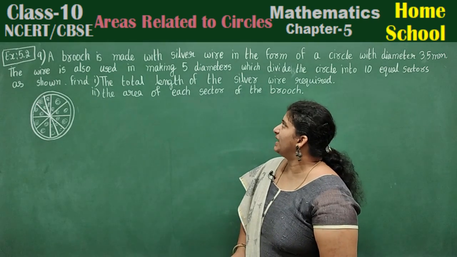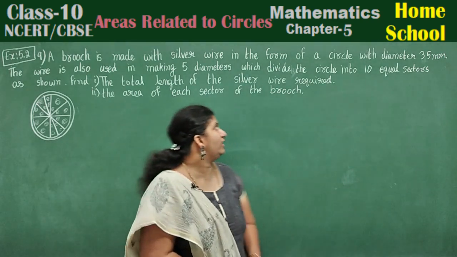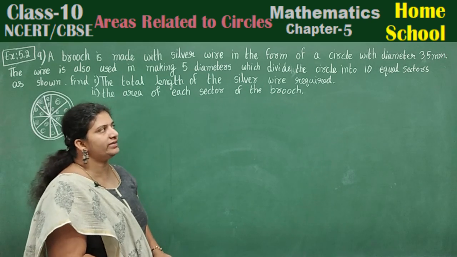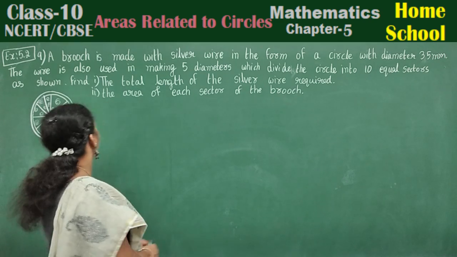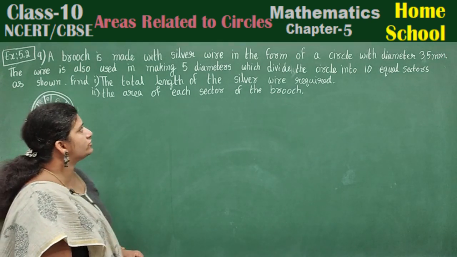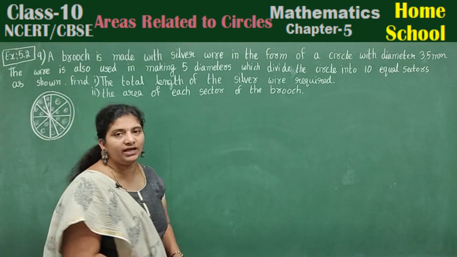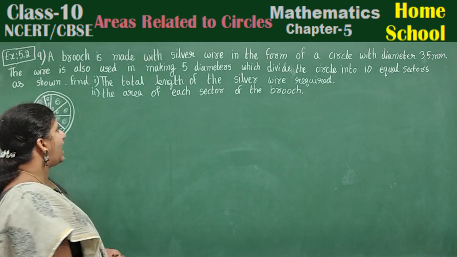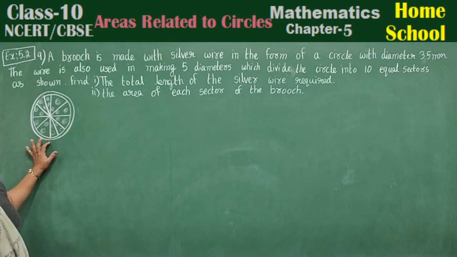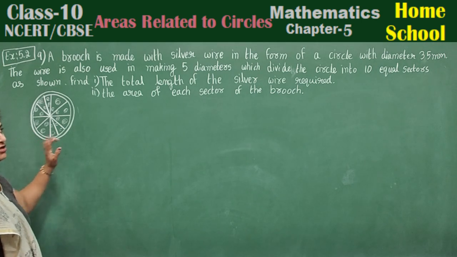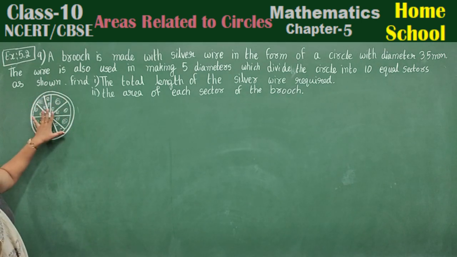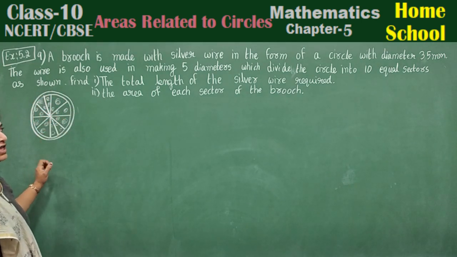A brooch is made with silver wire in the form of a circle with a diameter of 35 mm. The wire is also used in making 5 diameters which divide the circle into 10 equal sectors, as shown in the figure here. Find the total length of the silver wire required to make the brooch, and second, the area of each sector of the brooch.